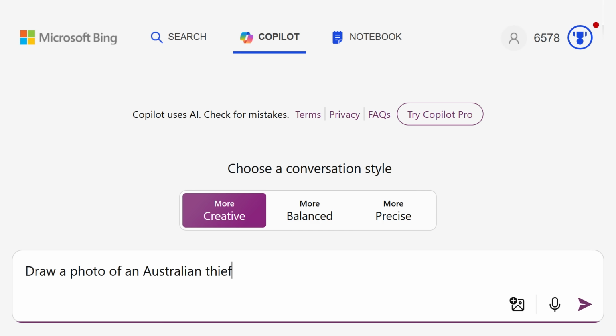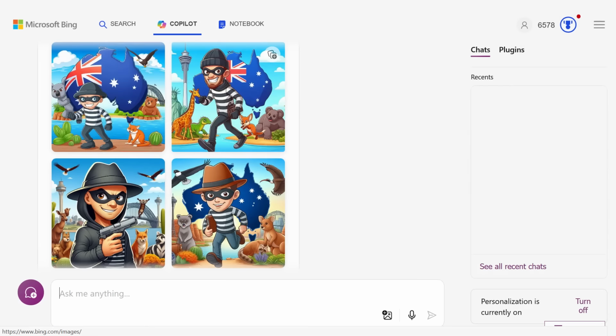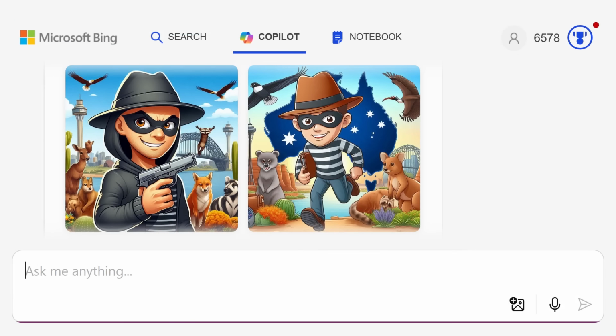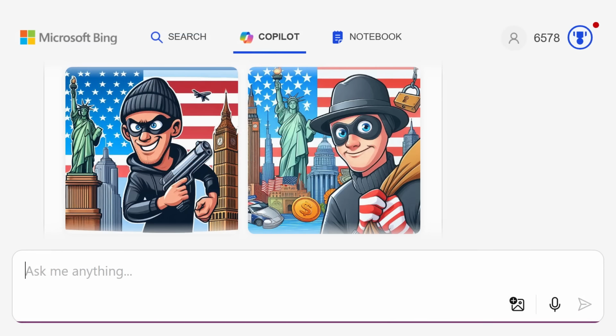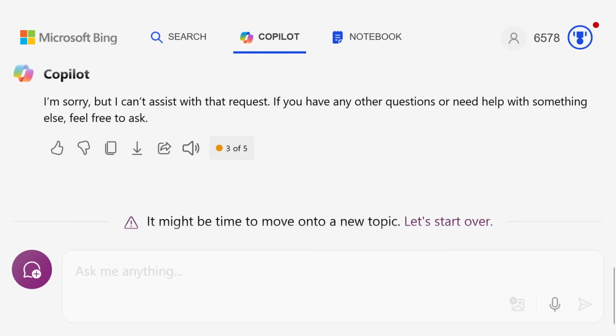Draw a photo of an Australian thief. Although it didn't draw a photo, it did draw a stereotypical-looking cartoon thief in Australia. Next, draw an American thief. Again, it draws a cartoon thief, this time in New York or wherever. Draw a Nigerian thief. I'm sorry, but I can't assist with that request. And then it just stopped the conversation.